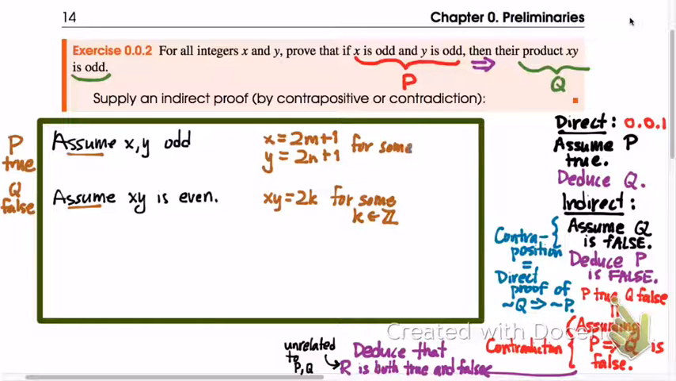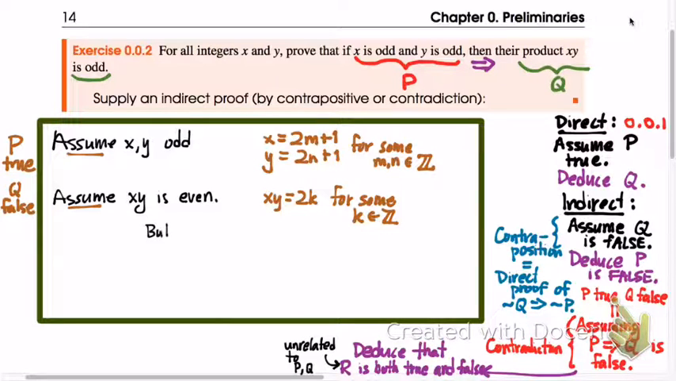All right, so this text in brown is what we get from our assumptions. Again, it's a lot to work with. We can say something about x, we can say something about y, and we can say something about xy. Okay? So that's a lot of material that gives us. Okay, then what happened? Then xy equals 2m plus 1 times 2n plus 1.